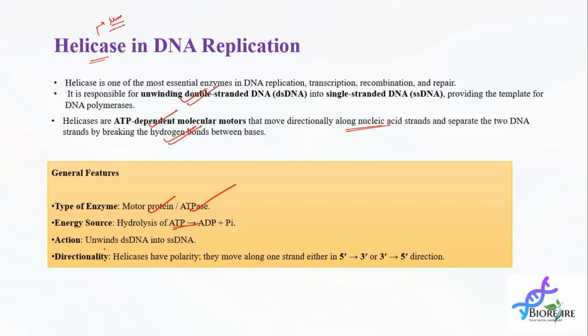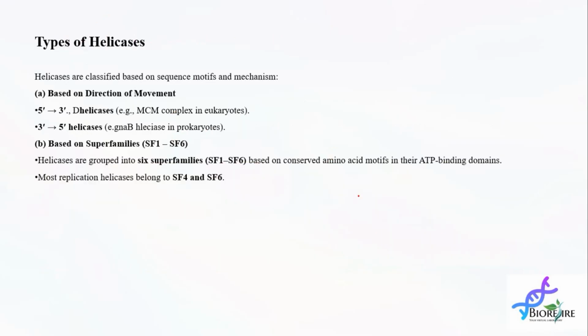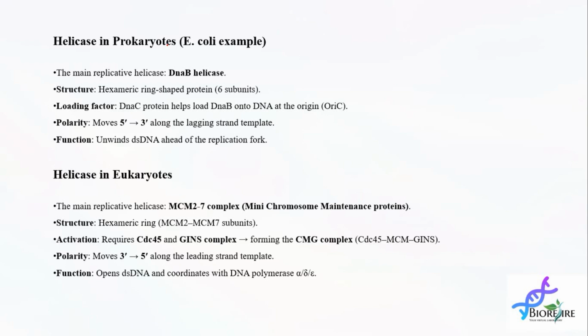Okay, action: it will unwind the DNA, means it will convert the double stranded DNA into single stranded by breaking the hydrogen bonds between the nitrogenous bases. If we're talking about directionality, it is 5' to 3' and 3' to 5'. Now in case of prokaryotes, the helicase protein is DnaB. In case of eukaryotes, the helicase protein is the MCM complex.